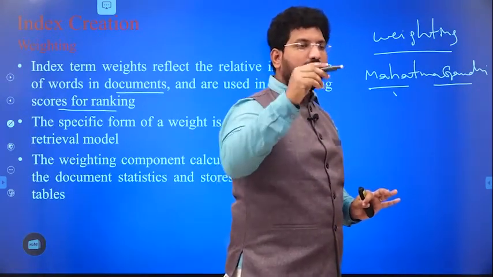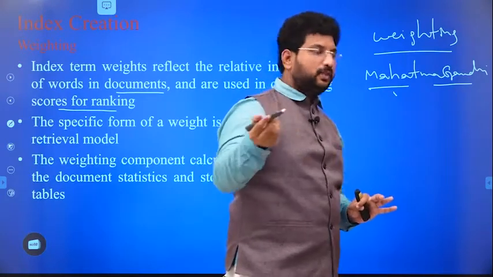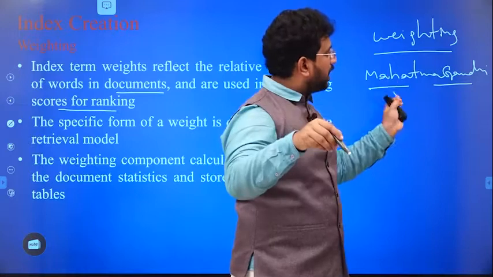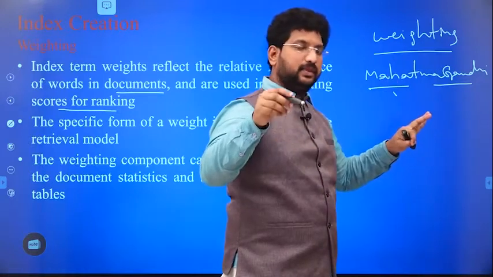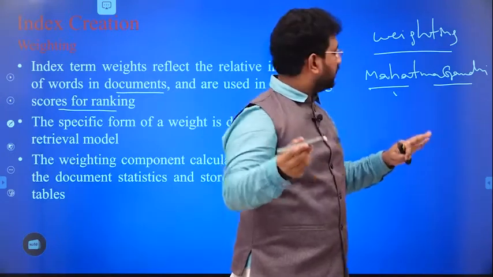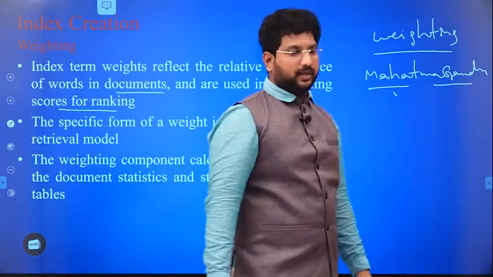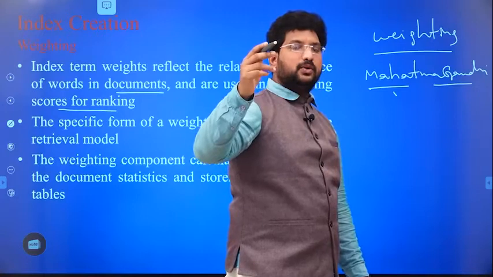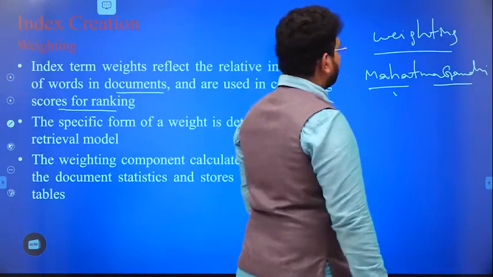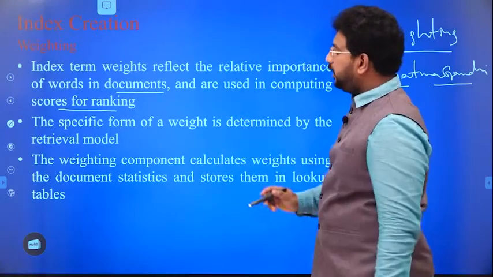From the query end, it is going to be processed and transformed. And the documents consisting of Mahatma and Gandhi: there are different documents consisting of information about Mahatma Gandhi, and those documents' scores are also going to be identified.